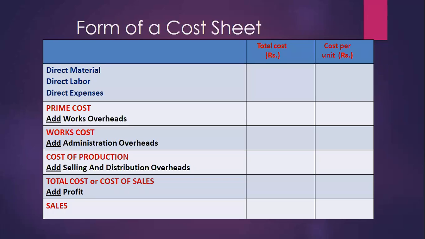After this, you have to add your profit margin, whatever profit you want to earn. Like you may want to earn a 20% margin, so you will add 20% profit. With the help of that, you'll get the sales. Sales can be found on a per unit basis also, and total sales can also be found with the help of this.